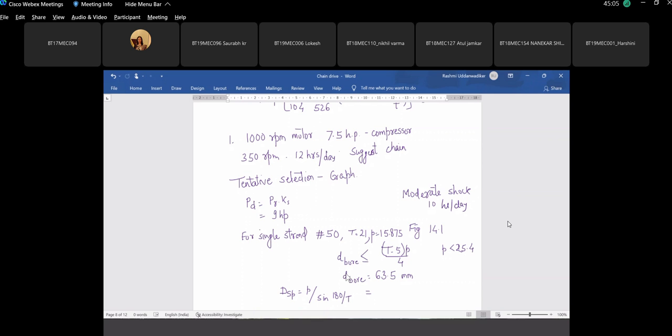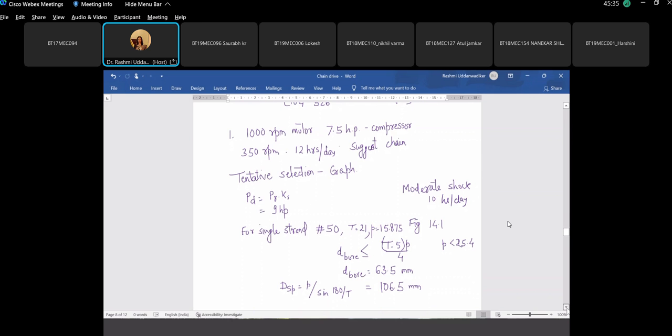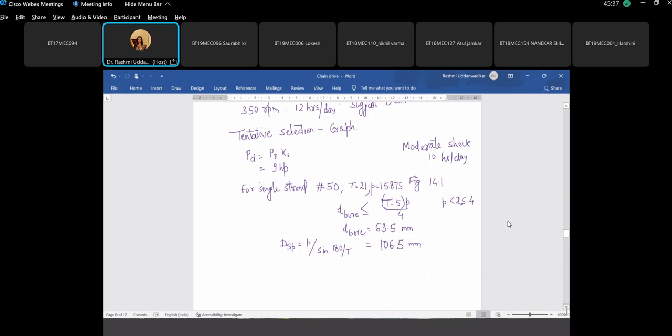This is the sprocket diameter, 106. So this is sufficiently large. We can go ahead with this. Got it? Suppose this is 63 and this comes out to be 65, or this is 63 and this comes out to be 60. Then we'll have to increase this pitch. So instead of hash 50, we go with the next, hash 60. Or we change it from single strand to double strand. So we'll solve that kind of problem where we'll have to change the number of strands here.